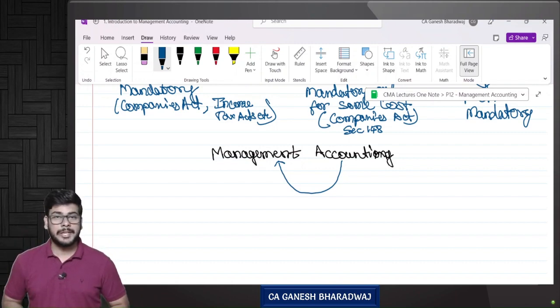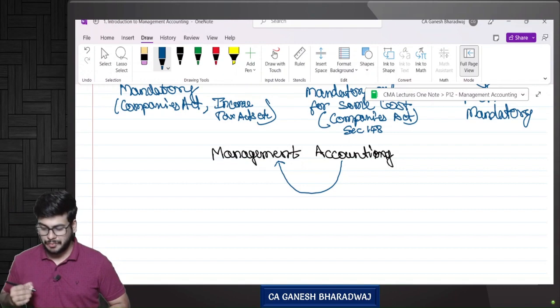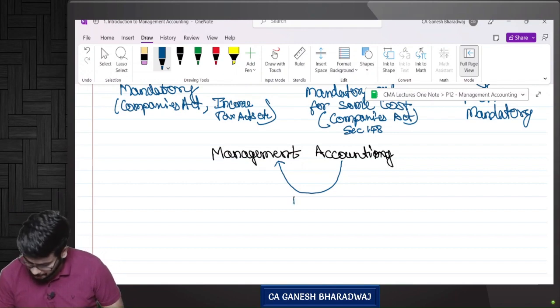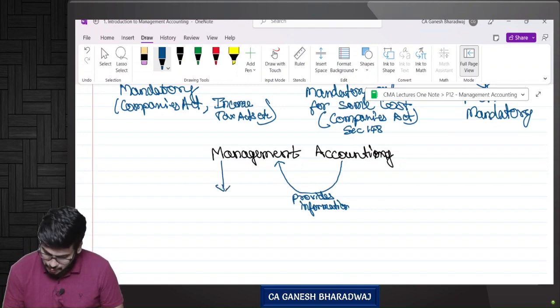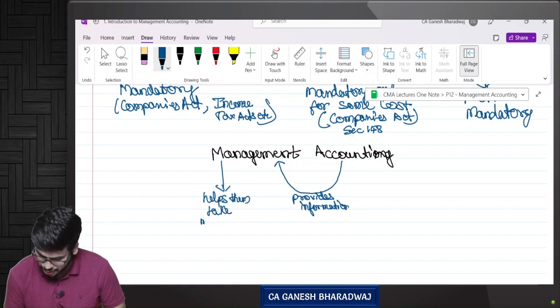Once again, I'm repeating. What do you mean by management accounting? It is that branch of accounting that provides information to the management that helps them take meaningful decisions.